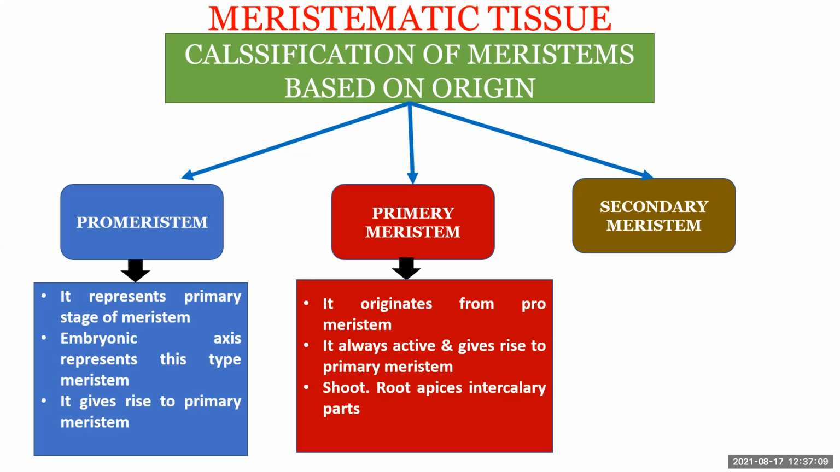Primary meristem is found in shoot apex, root apex, and intercalary parts, which is an important point for competitive examinations. Primary meristem is found in: A, shoot apex; B, root apex; C, intercalary parts of plant; D, all above.